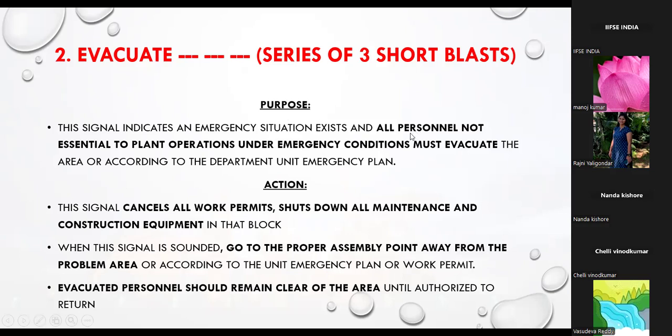from that particular area. Now, in case of this siren for emergency evacuation, what is the meaning of that? It cancels all the work permits, and shuts down all maintenance and construction equipment. Then when this signal is sounded, go to the proper assembly point away from the problem area. Now, this away from the problem area: if we have a gas leak or something, then depending upon the wind direction and the availability of your assembly point, you need to go to that particular area.